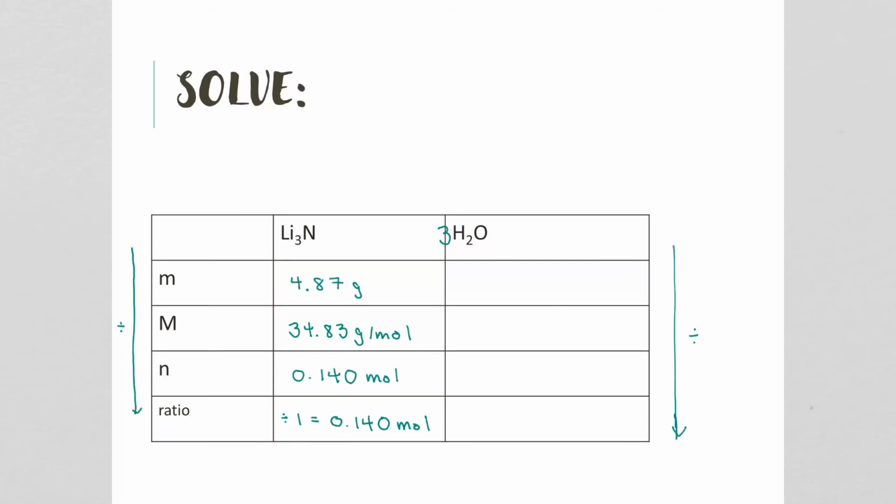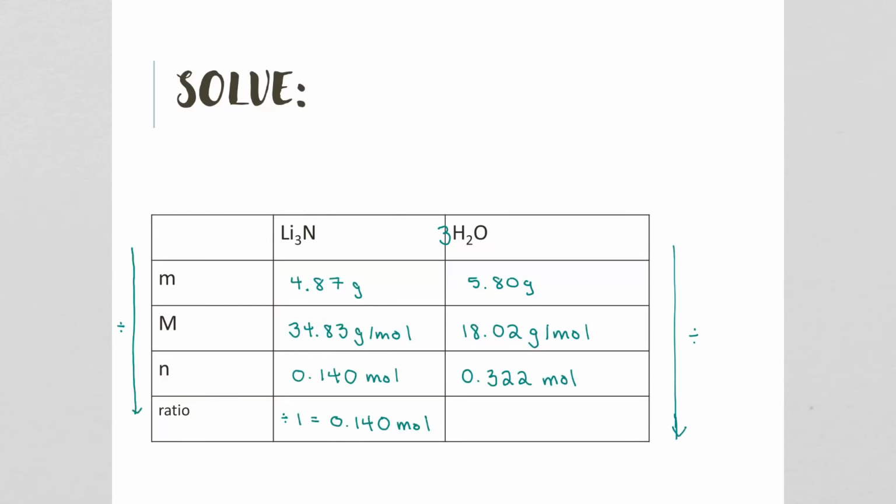Then for water, we'll do the same thing. So we were told that we had 5.80 grams of water. And then the molar mass of water is equal to 2 times the molar mass of hydrogen plus 1 times the molar mass of oxygen. So that's 18.02 grams per mole. And then we get 0.322 moles. So right now it looks like water is in excess.